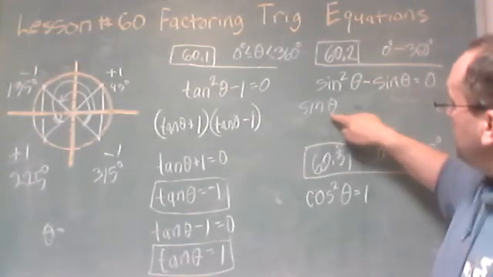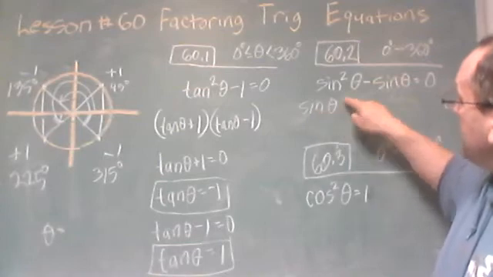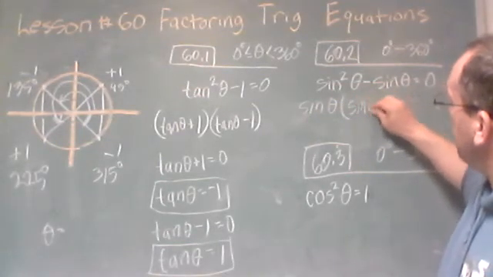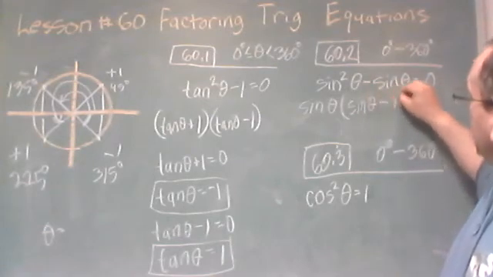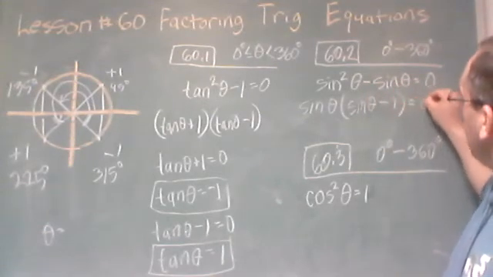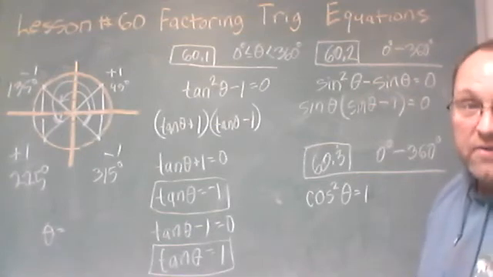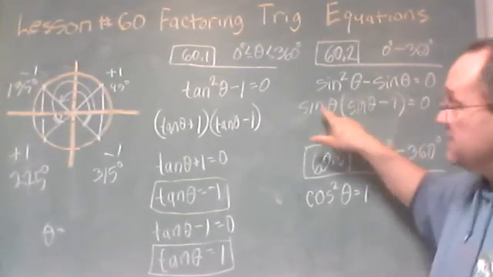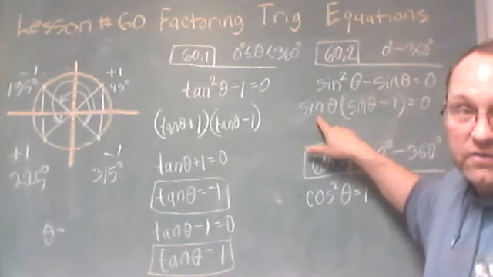Okay, but here we're keeping them together, the sine and the theta. We're just going to factor out a sine here, and here it's going to be minus 1 equals 0. Okay, now in this case, these are our two factors. We set the sine of theta equal to 0.